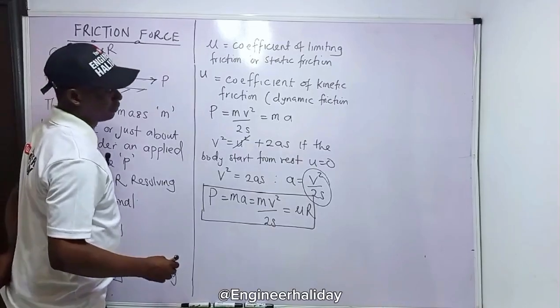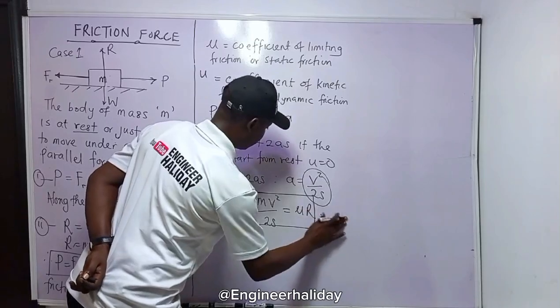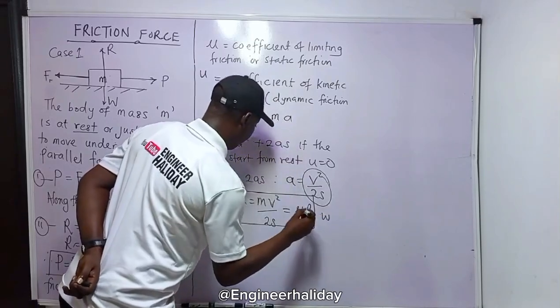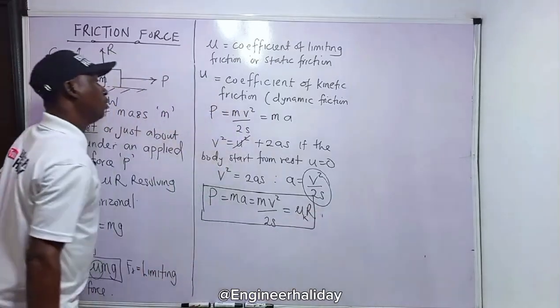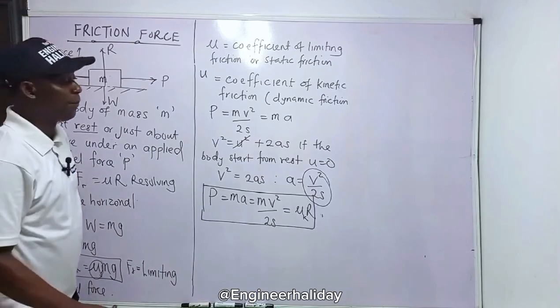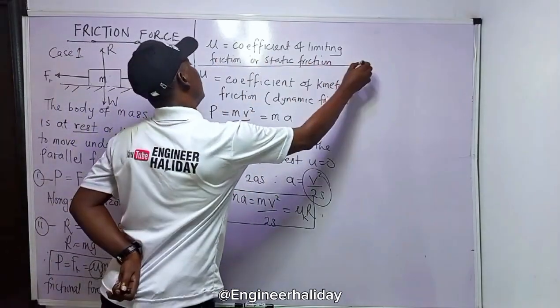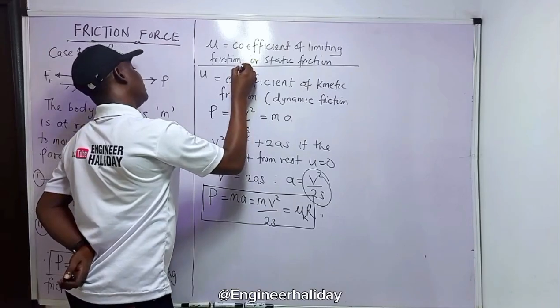kinetic friction. This one is for kinetic, that means when the coefficient of friction is kinetic. This is for static. Now what about for rolling? So what we have done here is for dynamic.